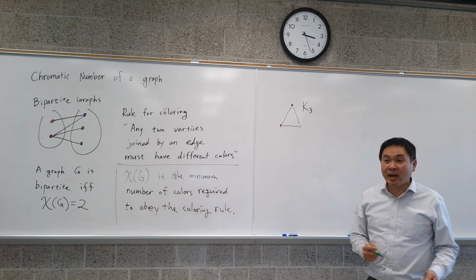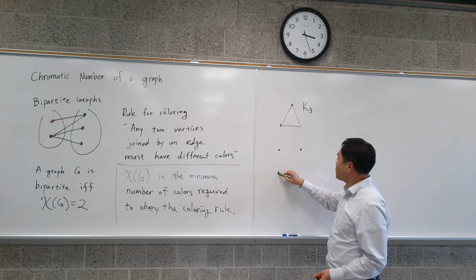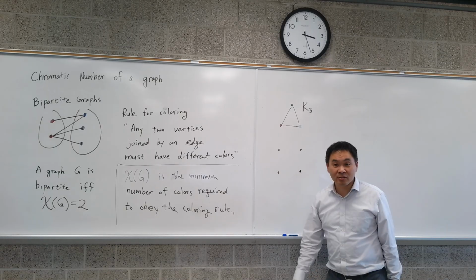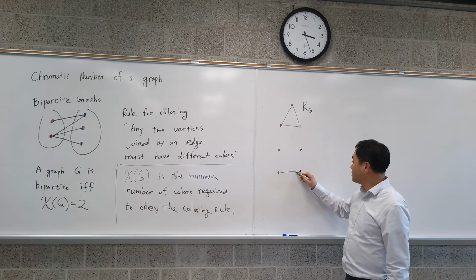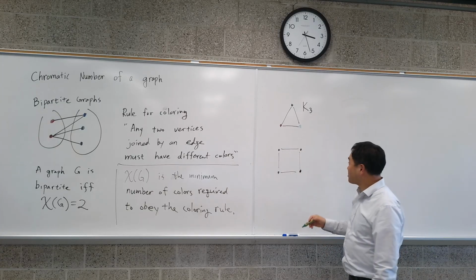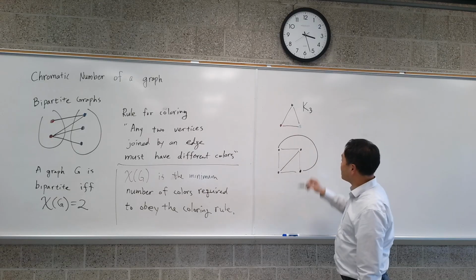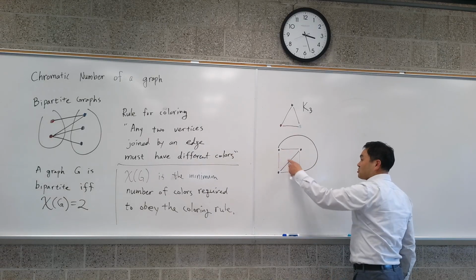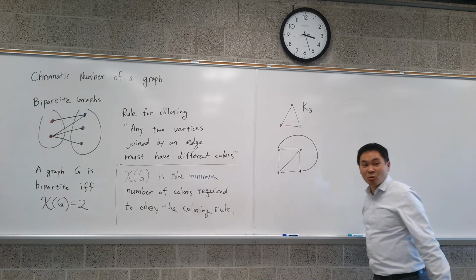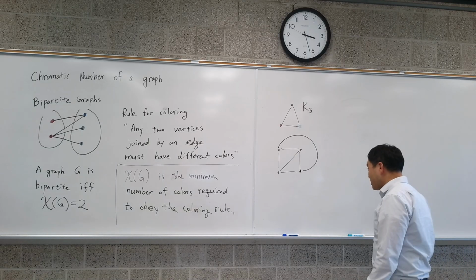So let's think about K4. K4 is where you have 4 vertices, and then you connect between every possible pair, right? So let's do this, do that. Okay. A lot of times people just connect it like this, but then it's no longer planar, so I just wanted to draw something that's planar.